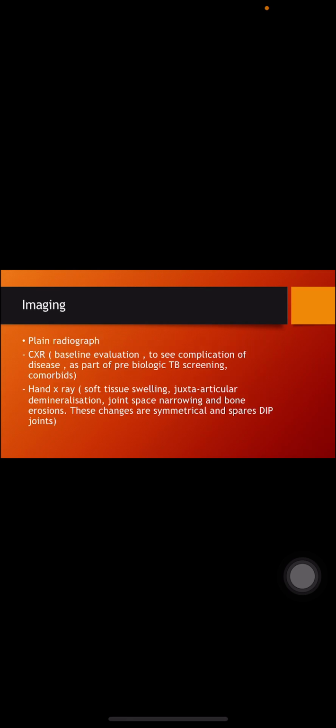Imaging, not much of a modality that we actually do. Basically, we can do a chest x-ray for comorbidity screening, part of TB screening, baseline evaluation before we start disease-modifying anti-rheumatic drugs. Hand x-ray is to see soft tissue swelling, juxta-articular demineralization, joint space narrowing, and bone erosion. These changes are symmetrical and spare the DIP joint. So most commonly it is the metacarpophalangeal joint and proximal interphalangeal joint.